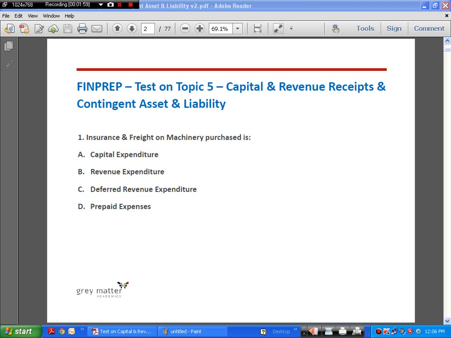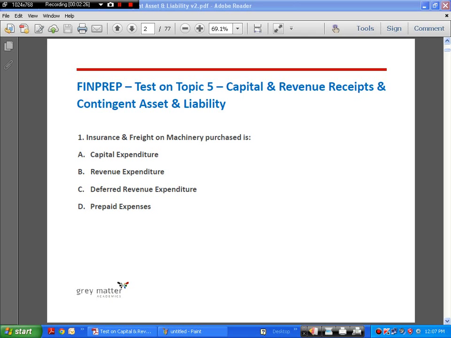It's important to distinguish between capital expenditure and revenue expenditure, because if we treat a revenue expenditure as a capital expenditure, we will be overstating the profits and overstating the asset position. For example, if repairs is debited to machinery account, then the profit is going to be overstated and the asset position is also going to be overstated.